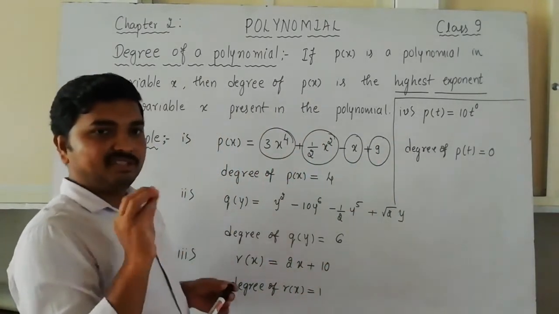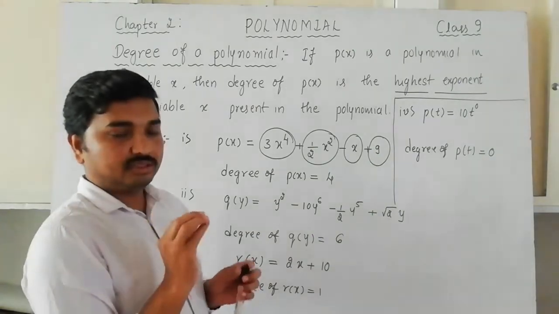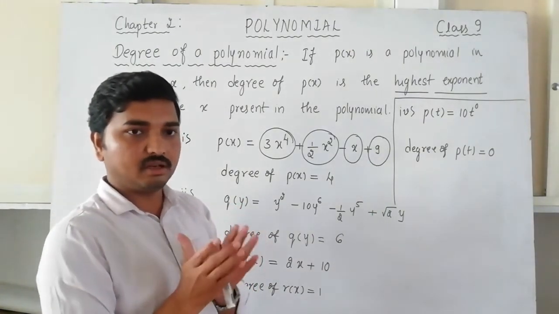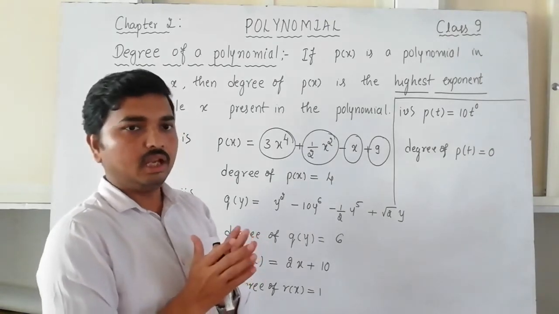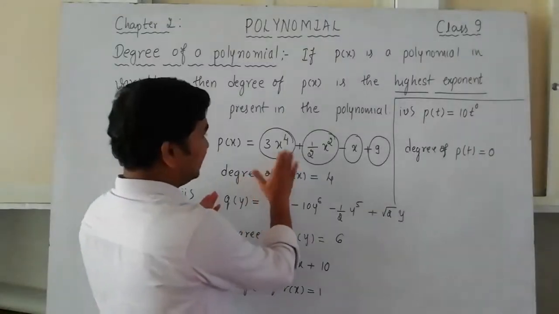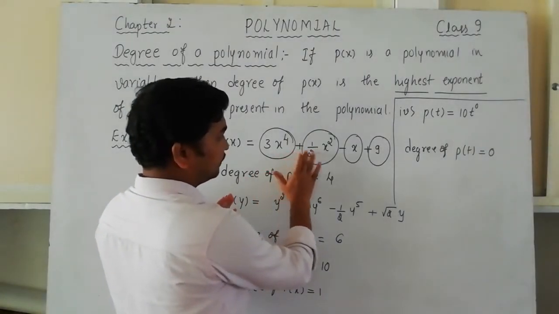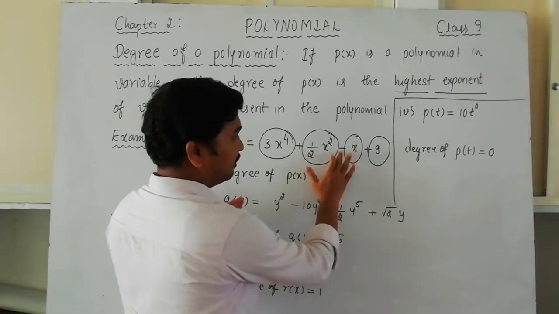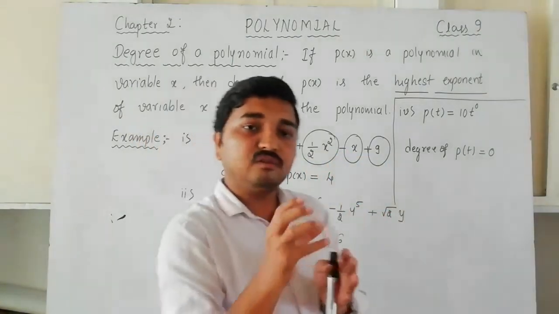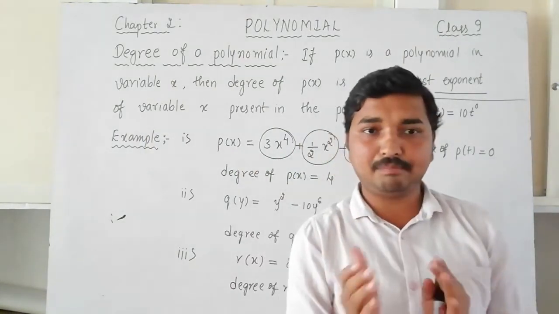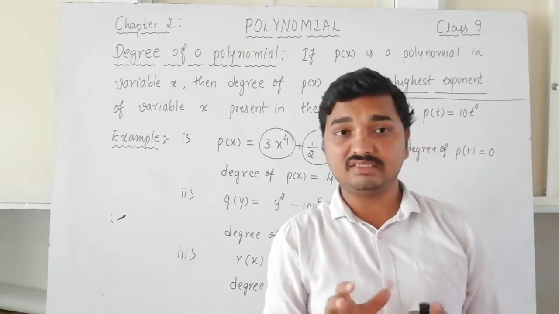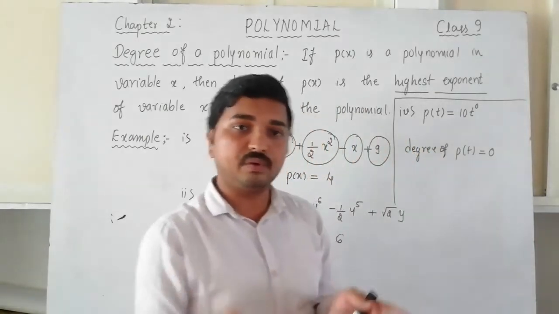So terms means what? A term is a combination of variable and coefficient, which are separated by plus or minus. Now look at here. These two terms are separated by plus. These two terms are separated by minus. These two terms are separated by plus. So the group of terms which are separated by either plus or minus, we can say those are different terms.